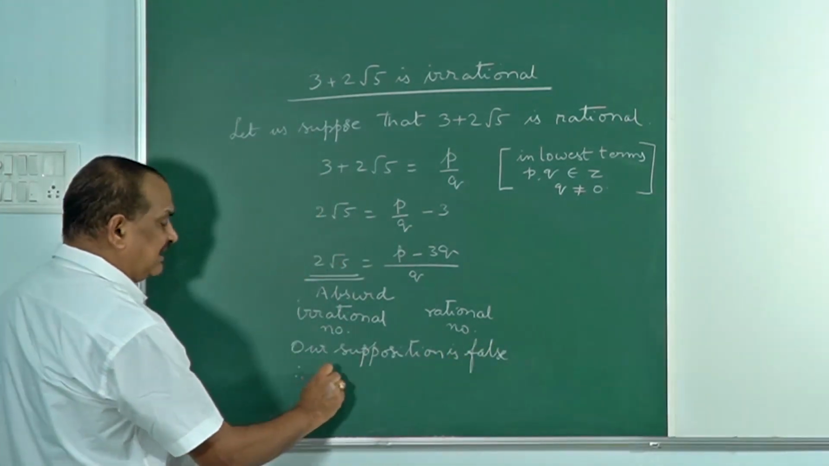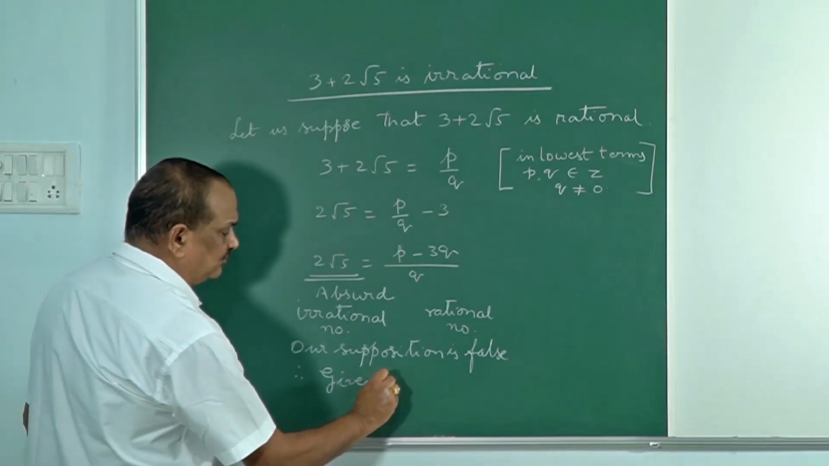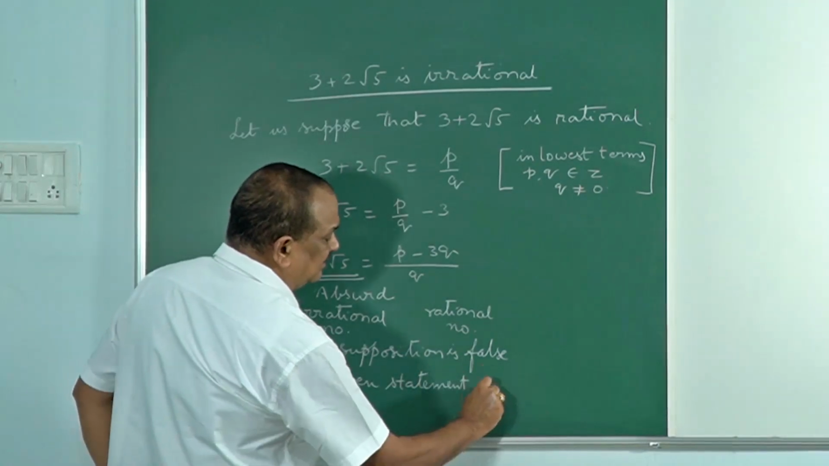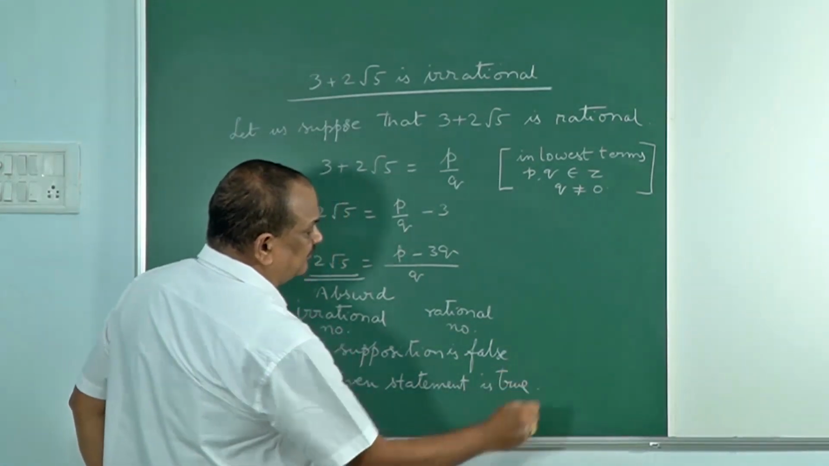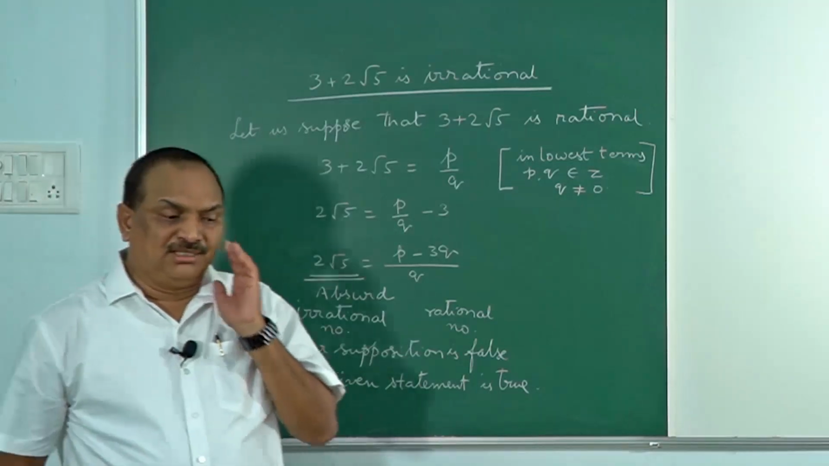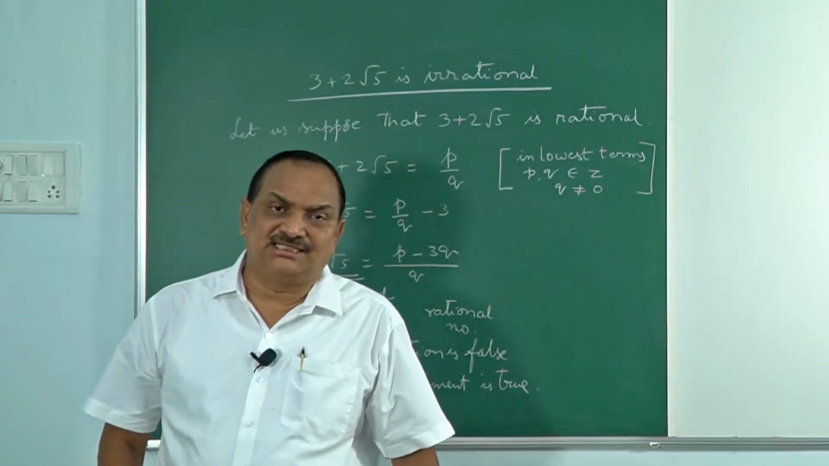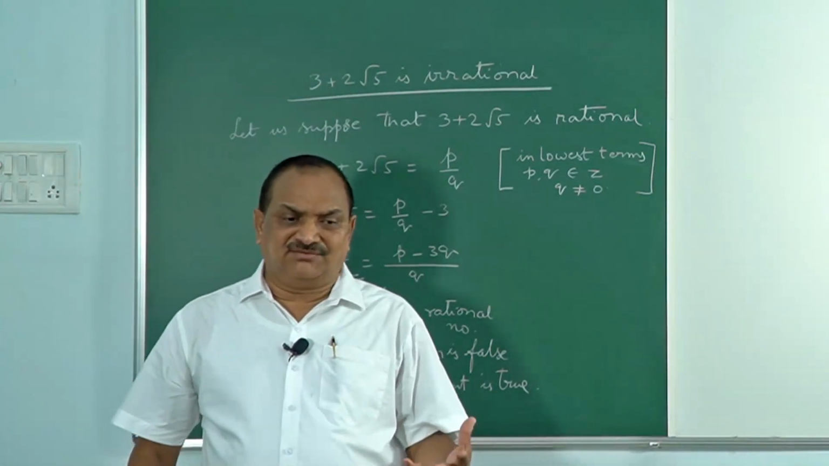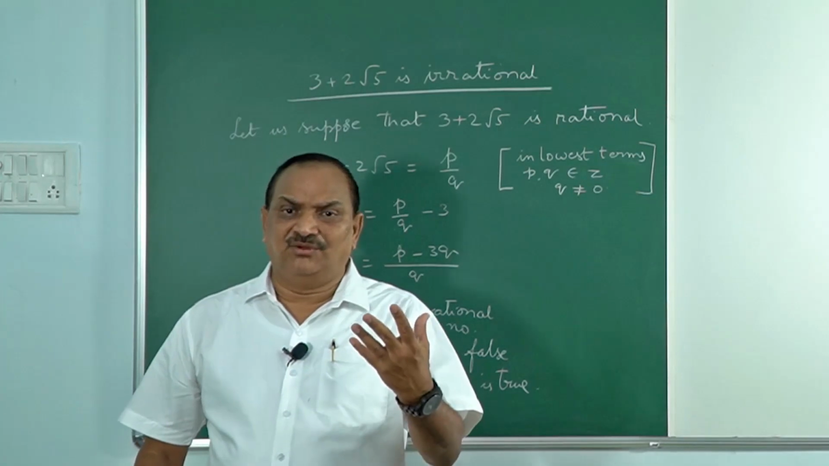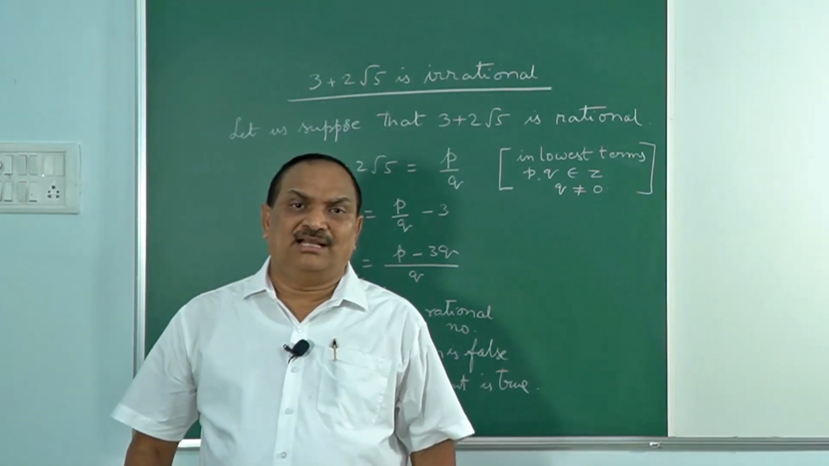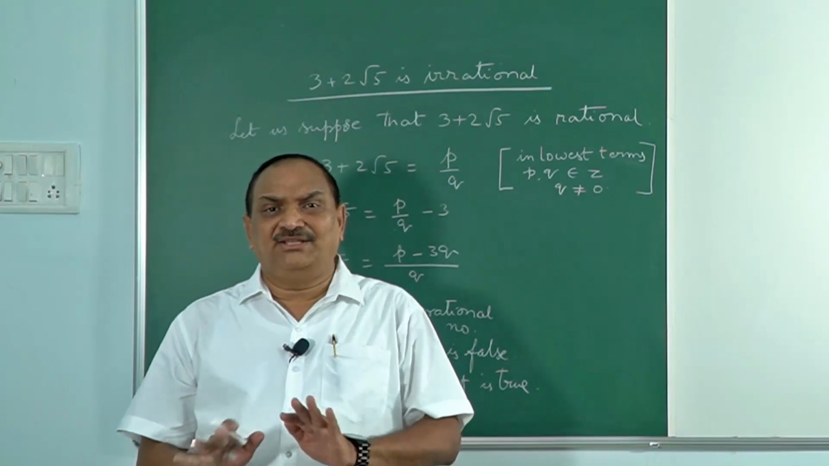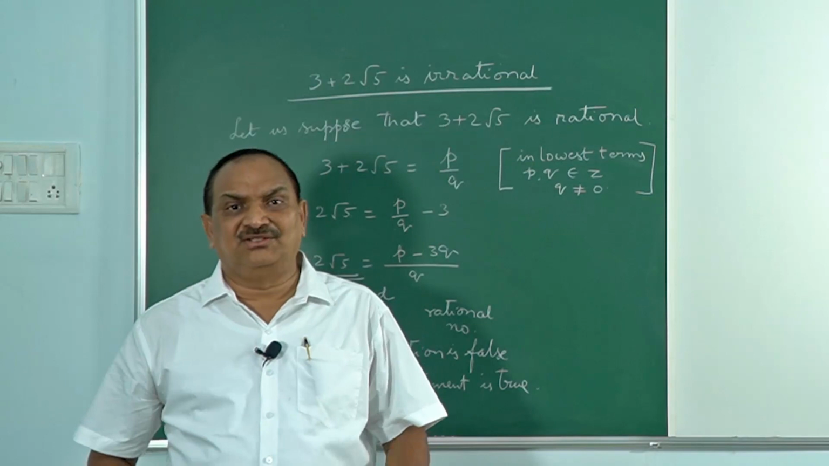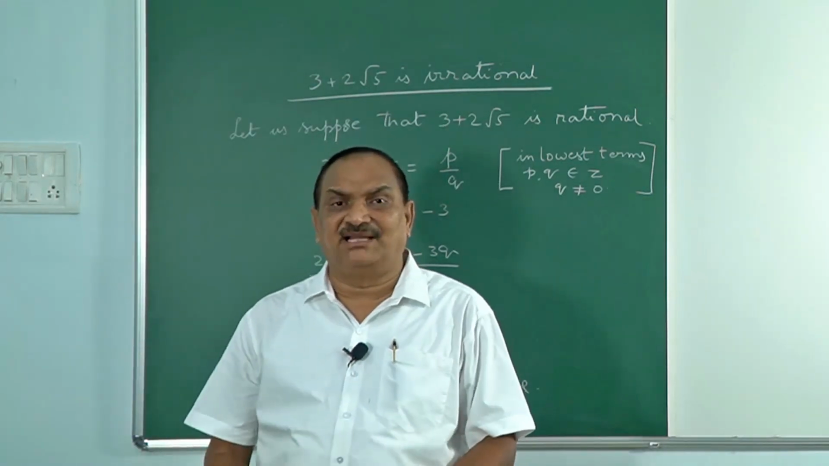And therefore the given statement is true. In all the cases, the method we have used is that whatever you have to prove, we assume exactly the opposite of that to be true. And we go ahead, and somewhere you arrive at a contradiction, something against the principles of mathematics.